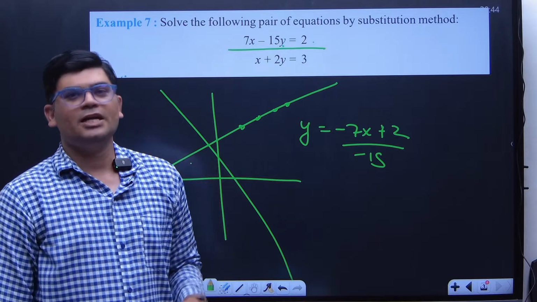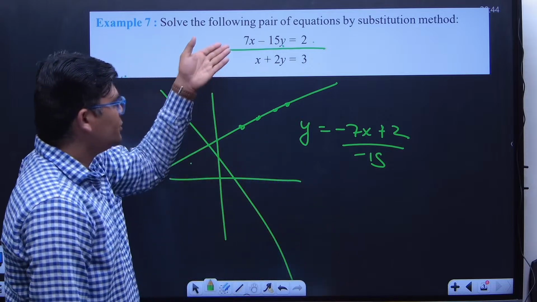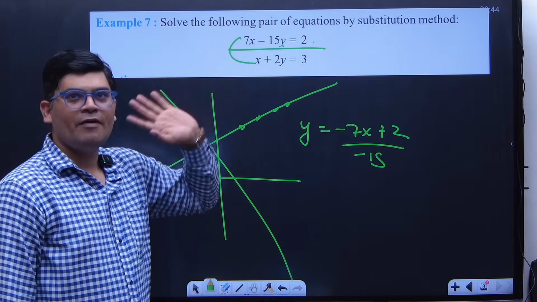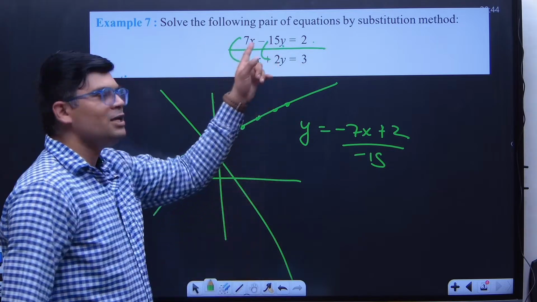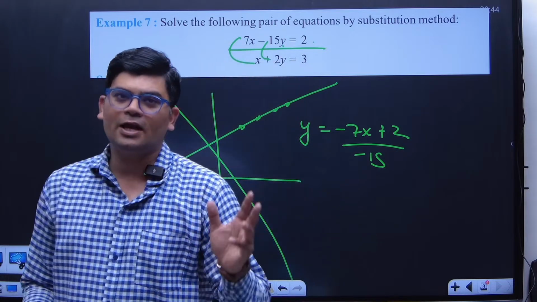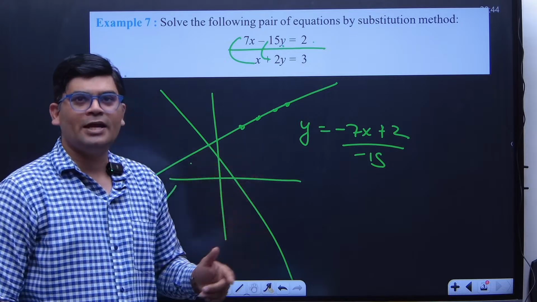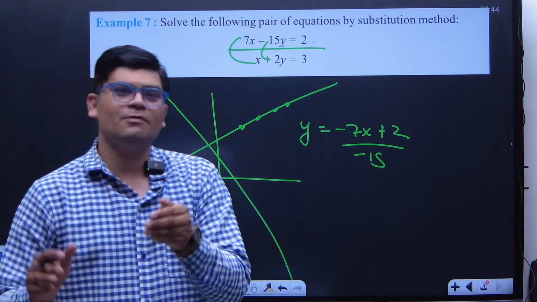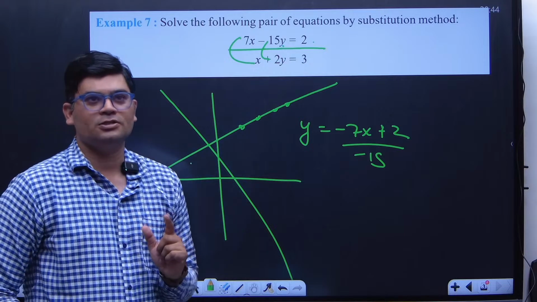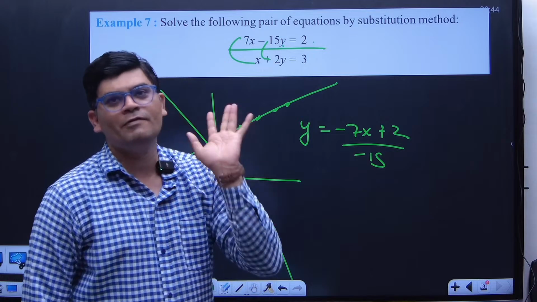But there is a chance that both lines can intersect, they can be parallel, or they can coincide. That we can check by checking a1 upon a2. If you do 7 upon 1, a1 upon a2, it is 7. If you do b1 upon b2, that is minus 15 by 2. So the slopes are not equal, and they are going to intersect. At the point where they intersect, we will have one x and for that x we will have a y. That x and y will be the solution to both the conditions, and that will be unique because two straight lines can meet only once.